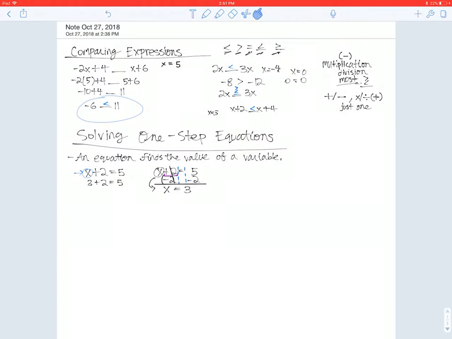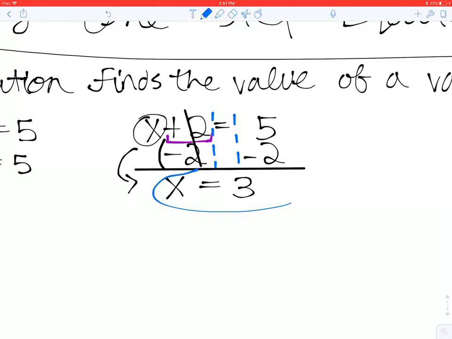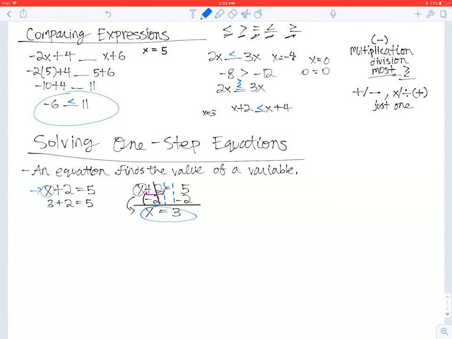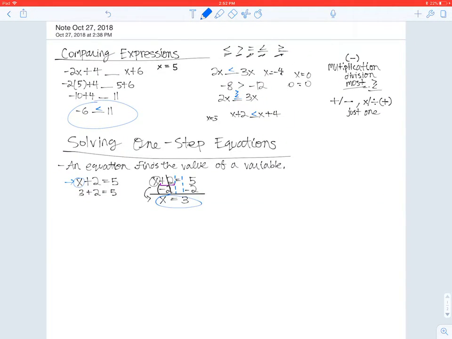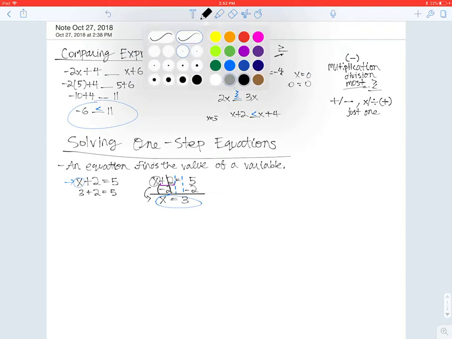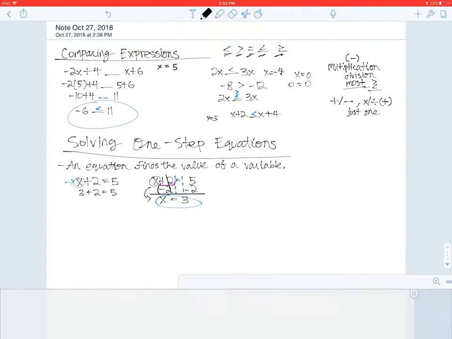And that gives us our answer to our equation, which is x equals 3. So that's the more algebraic way of solving the equations. Let's try another example.